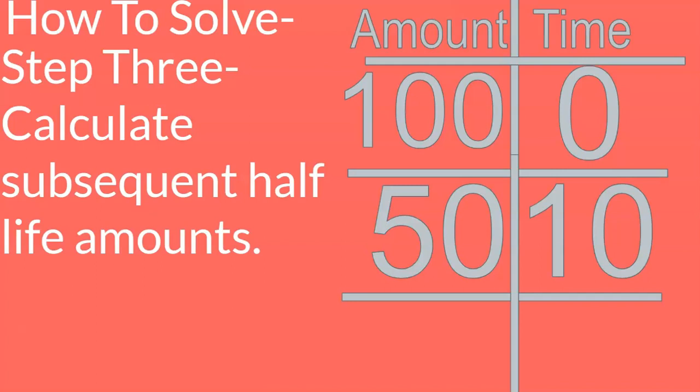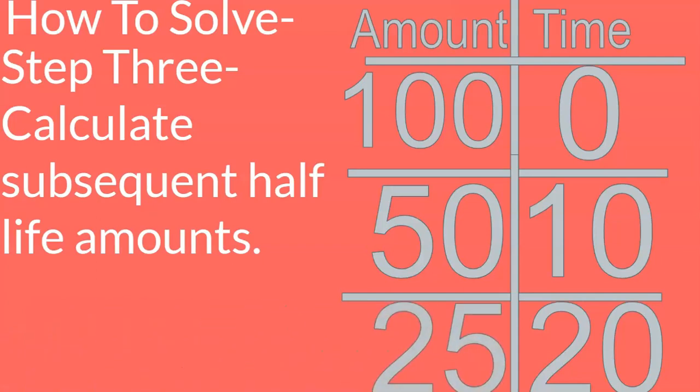You can get as many as you need. The one thing about half-life is it goes on forever. The amount will never reach 0. It will just keep getting half and half and half. And you will get some pretty small decimal numbers if you continue on for a while. So the next one, the half-life was 10 years. So after 20 years, we will get to the second half-life. And the amount of the second half-life would, of course, be 25.